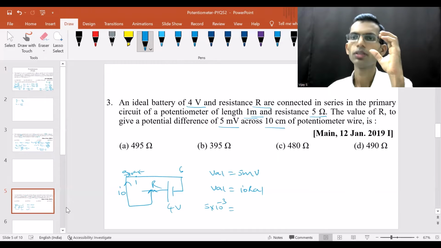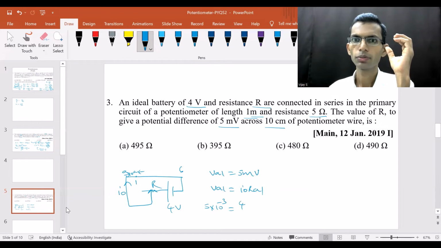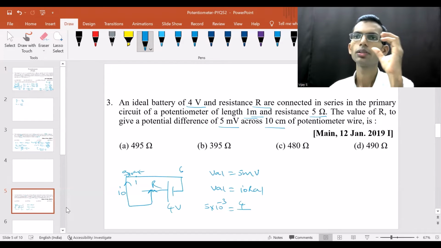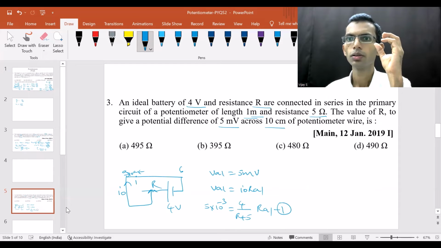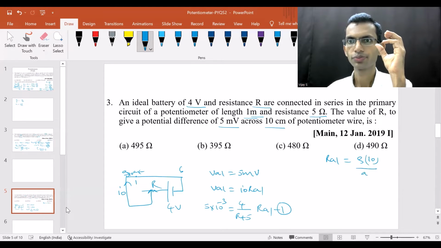That is equal to what? Primary circuit battery voltage by total resistance in the primary circuit. That is resistance R. As resistance R and potentiometer wire are connected in series, total resistance is R plus 5, times RA1. Let us take it as equation 1. RA1, resistance of wire between A and 1, is given by rho LA1 by A dash. LA1 is how much? 10.